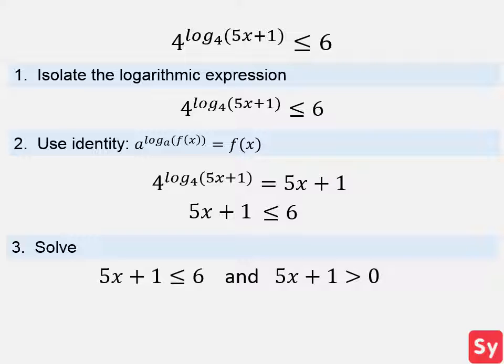5x plus 1 is less than or equal to 6, and 5x plus 1 is greater than 0. We first solve 5x plus 1 is less than or equal to 6. We get x is less than or equal to 1. Next, we solve 5x plus 1 is greater than 0. We get x is greater than negative 1/5. So we have x is less than or equal to 1 and x is greater than negative 1/5. We simplify and get negative 1/5 is less than x, which is less than or equal to 1, our answer.